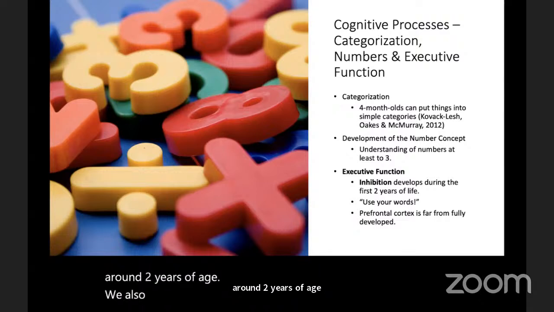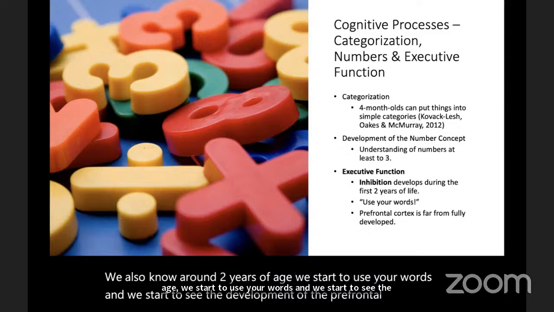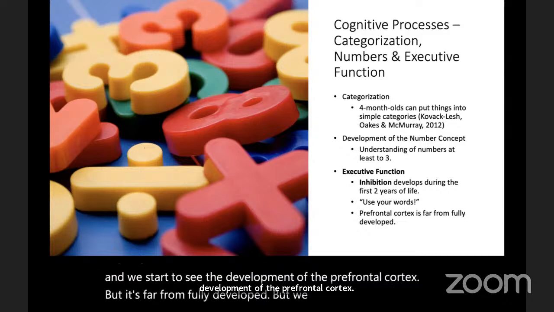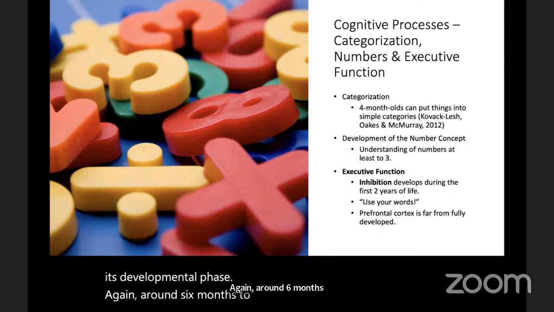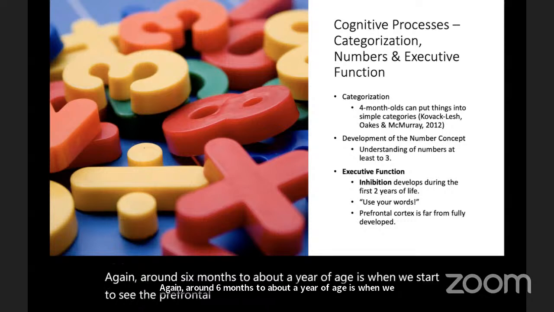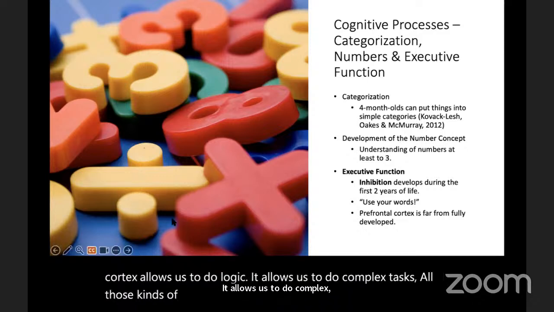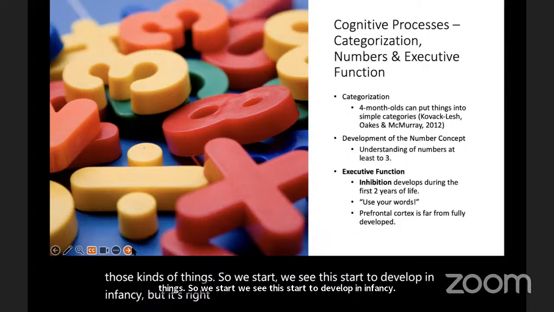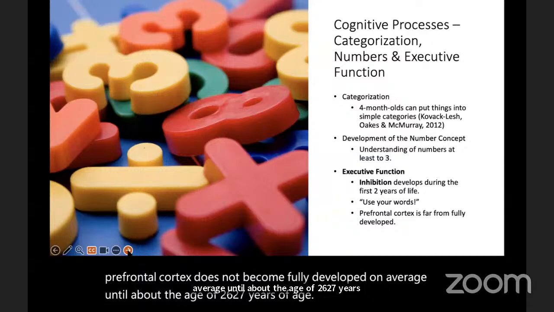We also know around 2 years of age, we start to use words and we start to see the development of the prefrontal cortex. It's far from fully developed, but we see that it's starting its developmental phase. Again, around 6 months to about a year of age is when we start to see the prefrontal cortex. And just as a reminder, the prefrontal cortex allows us to do logic. It allows us to do complex tasks, all those kinds of things. So we see this start to develop in infancy, but current research shows that the prefrontal cortex does not become fully developed on average until about the age of 26 or 27. So that's something to think about.